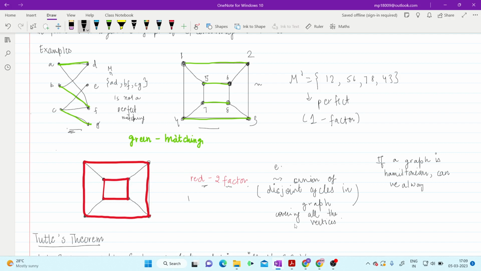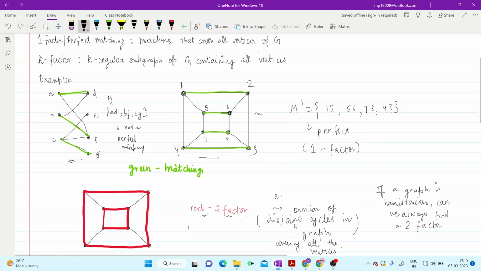Yes, ma'am. Why? Because the cycle will contain all the vertices of that graph, ma'am. Yes, absolutely. So if a graph is Hamiltonian, that graph has a Hamiltonian cycle, and that cycle will cover all the vertices of the graph. So we see that Hamiltonian graphs always have a two factor.